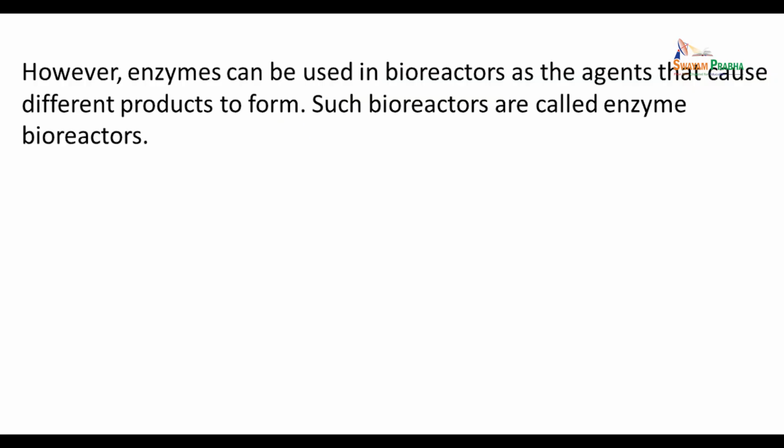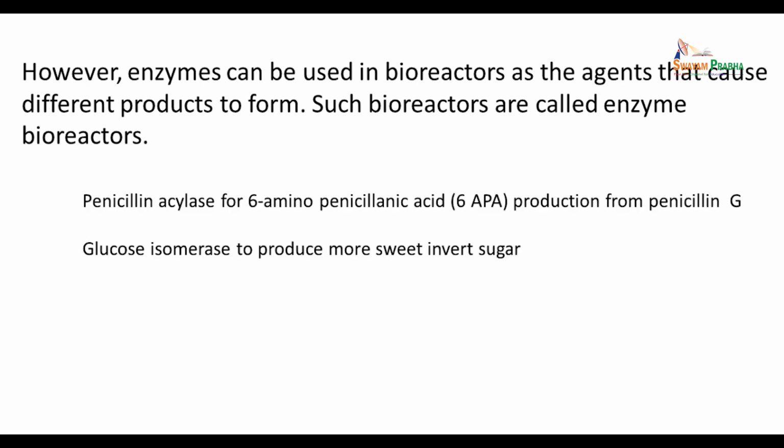As was mentioned previously, enzymes can be used in the bioreactors as the agents that cause different products to form. And there is a special name for that bioreactor. Such bioreactors are called enzyme bioreactors. Examples here: penicillin acylase for 6-amino-penicillanic acid or 6-APA production from penicillin G. Penicillin G is converted to 6-APA through penicillin acylase. 6-APA is widely used, and glucose isomerase is used to produce sweet invert sugar. This is also used heavily in the food industry, beverage industry.